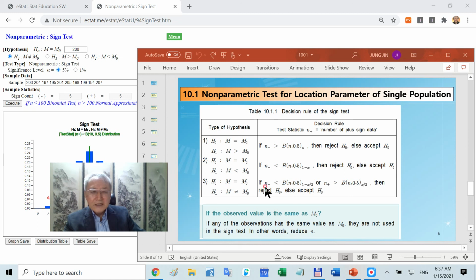Okay? If there is a tie with m0, you cannot calculate whether it is a plus sign or negative sign. Just ignore it. Okay? Therefore, the sample size would be a little smaller if there are some tied values. Depending on the alternative hypothesis, you may think right tail or left tail or two-sided, as we did in the example.